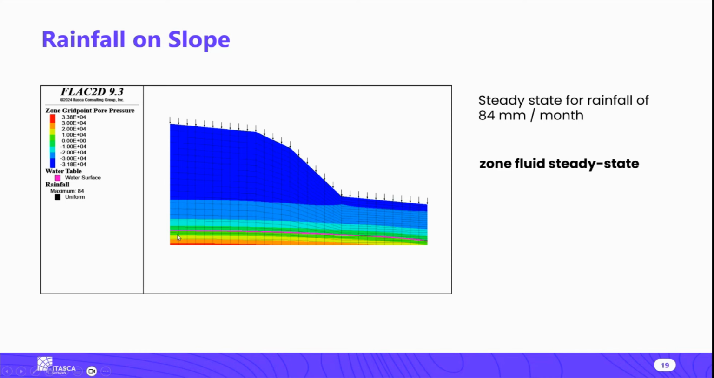So the pink line is the water table, and the colors are showing pore pressure. But what you can see is there are negative pore pressures above the water table. There's suction up here in this blue area, and this is giving extra strength to the slope, and in this case, it's stable, right? I can run the mechanical part of this, and it's stable, it doesn't fail, everything's fine.